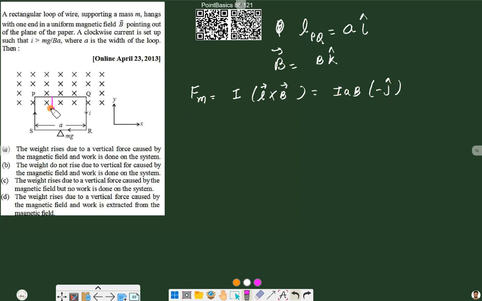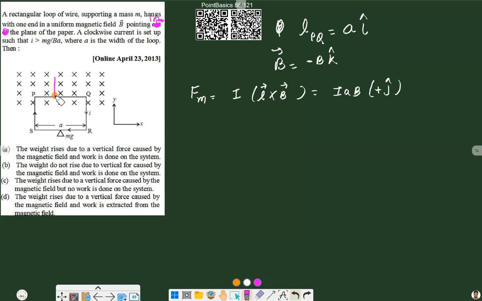So hence in this scenario, by default weight acts downward and the magnetic force is also acting downward, meaning this part of the statement is wrong. It should be into the plane. And as we can see from the diagram, the magnetic field is into the plane, so it is in the negative k direction. If it is in the negative k direction, then we have I cross negative k, that will give us positive j. So now our magnetic force is in the upward direction.